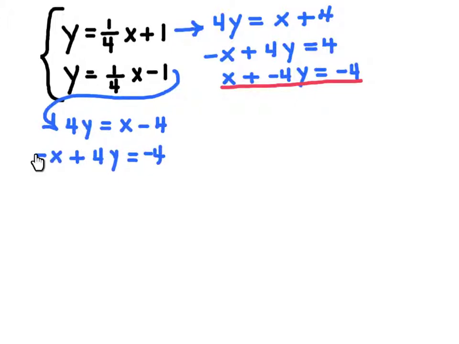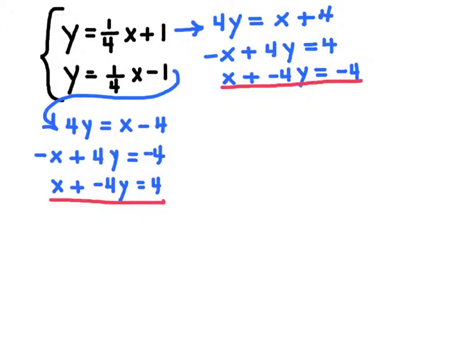Remember, standard form is a times x plus b times y equals c. But a must be positive. So we're going to multiply everything by a negative, which gives us a positive x plus a negative 4y is equal to a positive 4. And let's underline this. This is our final equation for our second equation in standard form.